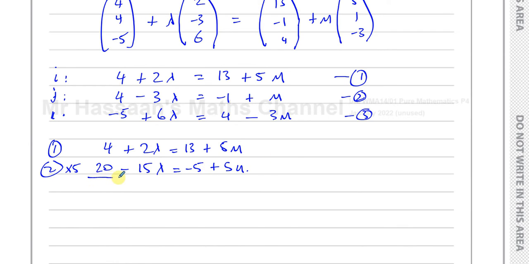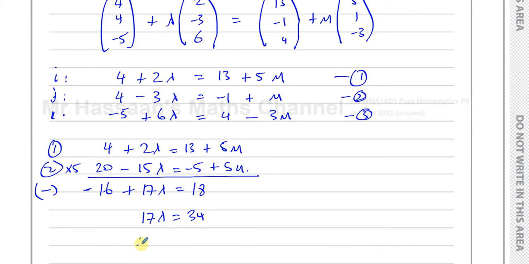So now I can take these equations and subtract them. If I subtract them, I have 4 minus 20, which is negative 16. 2 lambda minus negative 15 lambda, which is 2 lambda plus 15 lambda, which is 17 lambda. I've got 13 minus negative 5, which is 18. These will disappear, 5 mu minus 5 mu, 0. That's the whole point of us doing this. So now I'll have 17 lambda is equal to 18 plus 16, which is 34. So therefore we can say lambda is equal to 34 over 17, which is 2.